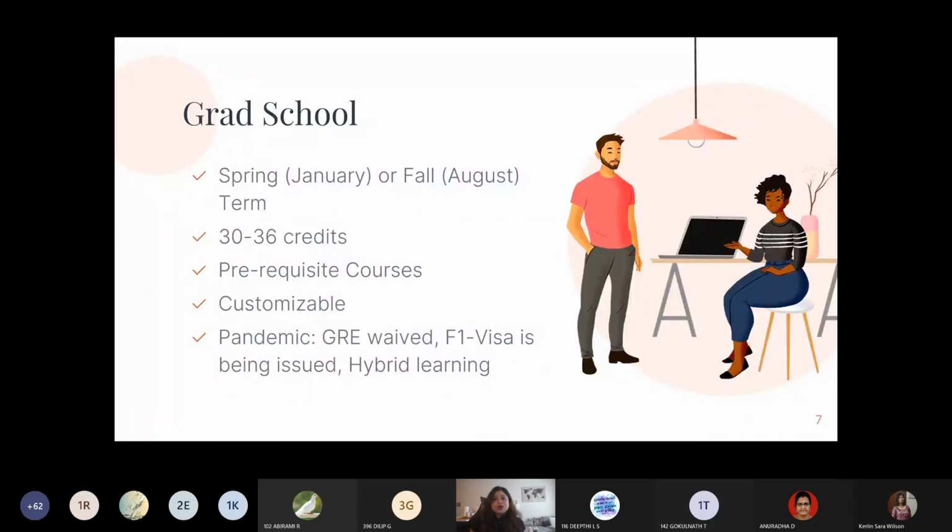Okay, so grad school, when should you apply? What does the process look like? We have two terms, the spring term and the fall term. Spring term is usually in January. Summa kulura irukum, if you're coming to the east side states, it's extremely cold. So if you like the cold, if you like the snow, choose the spring term. Fall is more normal temperature. Not very hot, not very cold. It's very pleasant. That's in August.